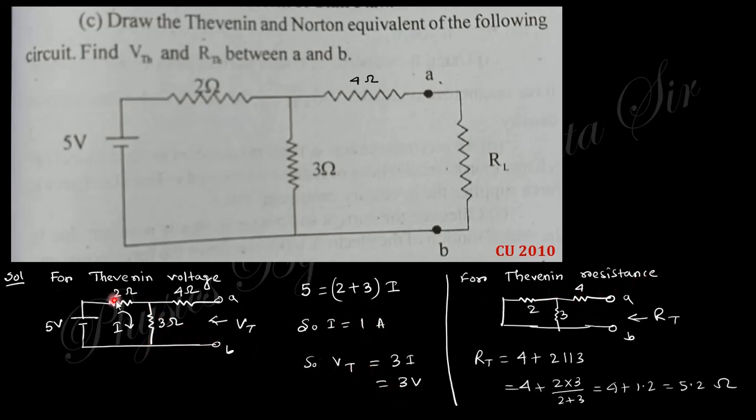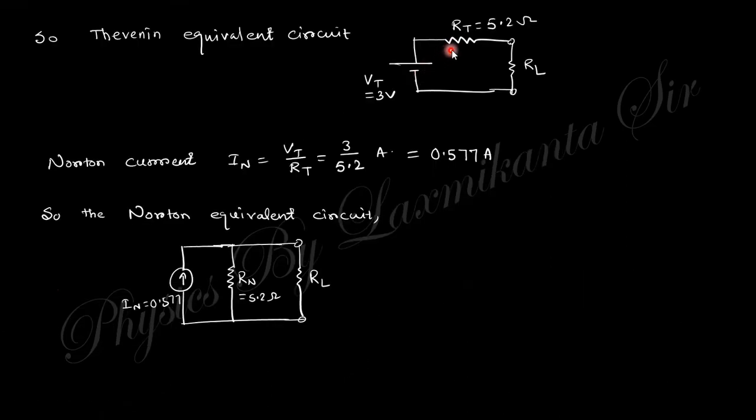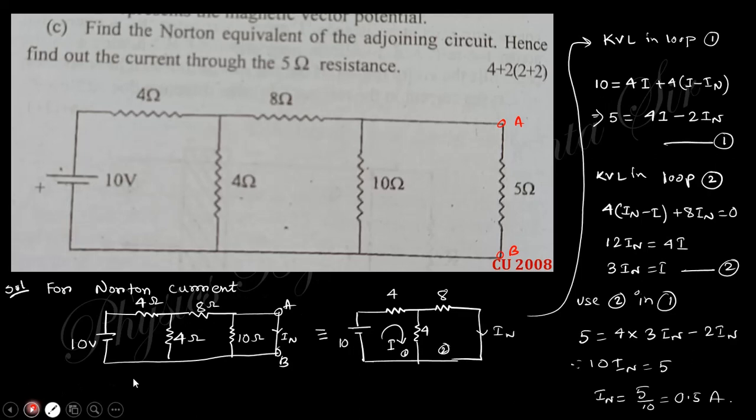For Thevenin resistance, this will be shorted. So 2 and 3 are parallel, in series with 4. You will get 5.2 ohm. So this is the Thevenin resistance. So the Thevenin equivalent circuit will be like that: Thevenin voltage and Thevenin resistance, and the Norton current will be like that. So the Norton equivalent circuit will be like that. Same thing.